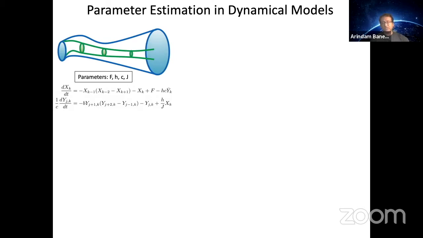In machine learning, we often do gradient descent because for a fixed set of parameters, you can integrate the model out and see how it does, whether it agrees with observations or not. But really, you cannot then take gradient with respect to F and h. So whatever we do has to be a derivative-free approach in order to estimate the parameters. We are currently actively investigating a multi-pronged approach towards doing this.